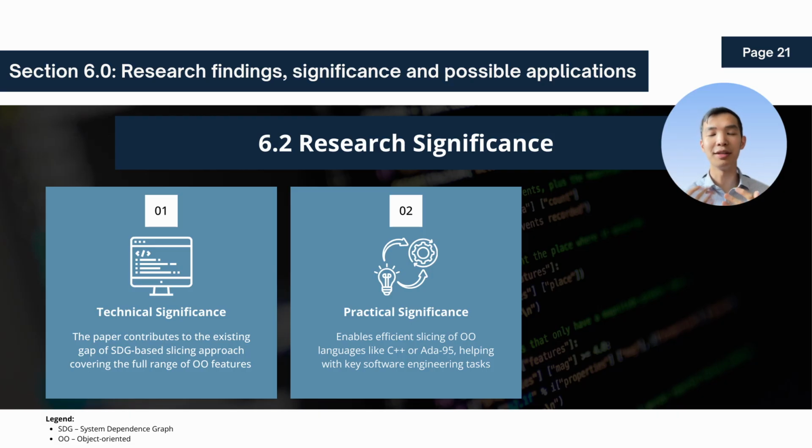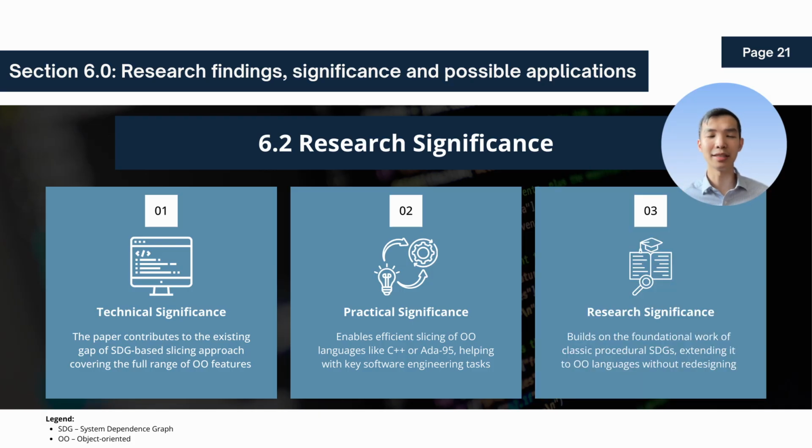Because graphs are reusable and efficient to compute in practice, they enable scalable slicing for OO languages like C++ and even ADA95. This directly supports real software engineering tasks like, for example, debugging complex OO systems, understanding legacy code, and even performing impact analysis during maintenance and evolution. The third layer is the research significance. The authors don't just start from scratch or throw away existing theories, but they build on classical procedural SDG work and extend it to OO without redesigning everything from scratch.